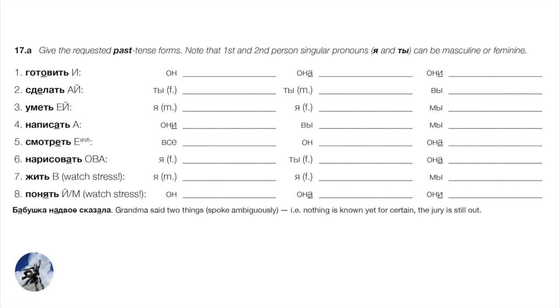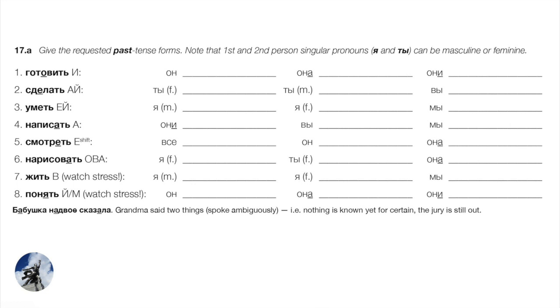Okay, смотреть, that's imperfective, meaning to be in the process of watching, the activity of watching. Okay, все, everyone, that's plural. Все смотрели. He was watching. Он смотрел. Or она смотрела.